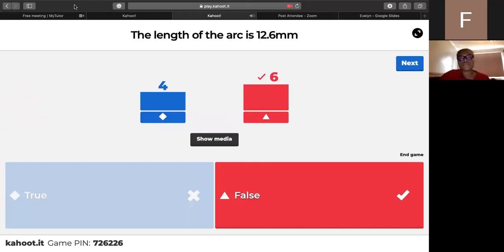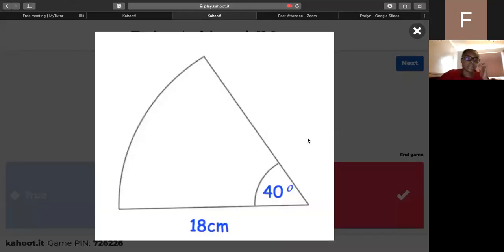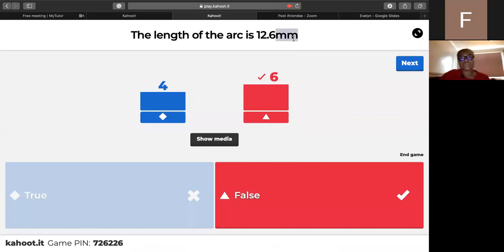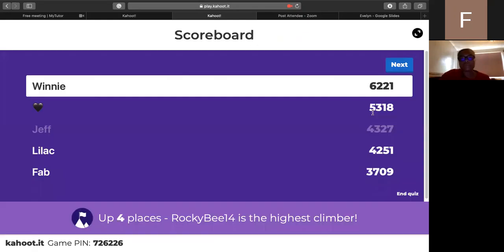Well done for those of you who realize that. If I quickly show you what it was again. Here they've given us our arc, our sector. We can work out the arc length. However, it's in centimeters. Now the answer they gave us was in millimeters. So of course it was not going to be correct. Remember to be very, very vigilant with your units. Okay, right. Cool. So the leaderboard is still shifting a little bit. It could be anyone's game, to be fair.